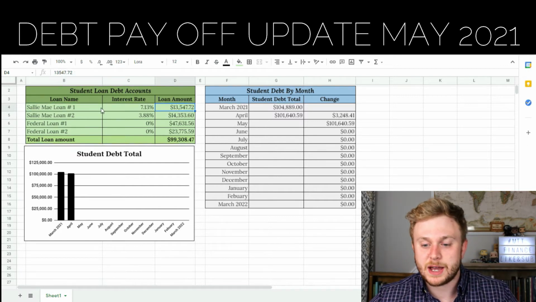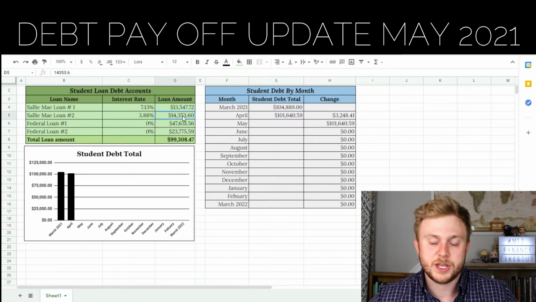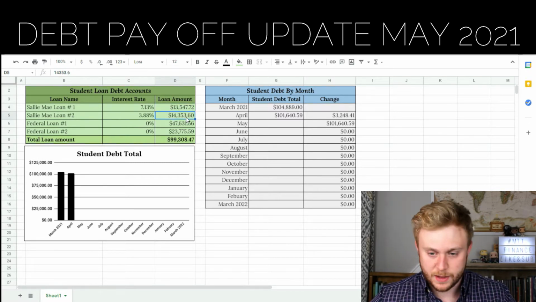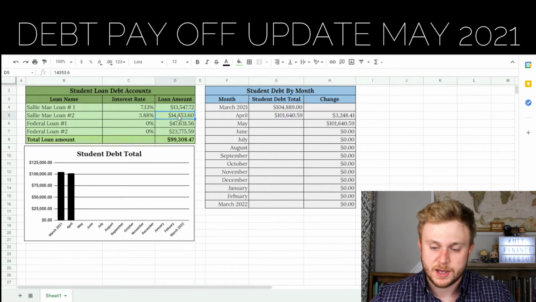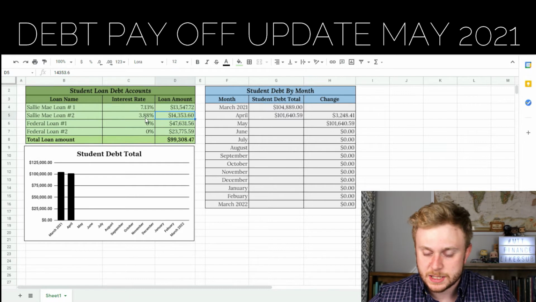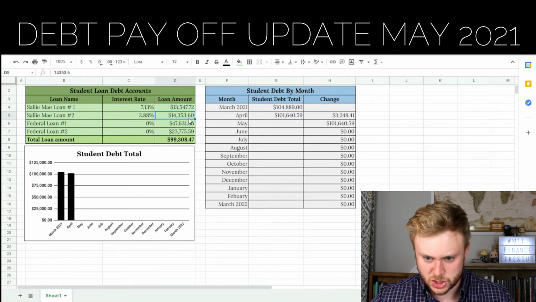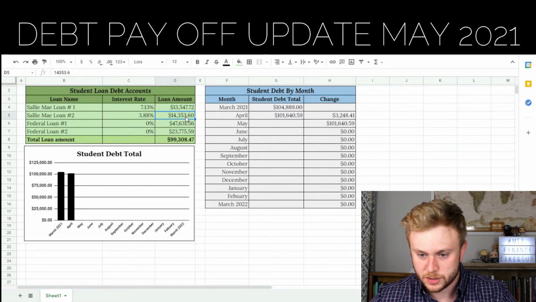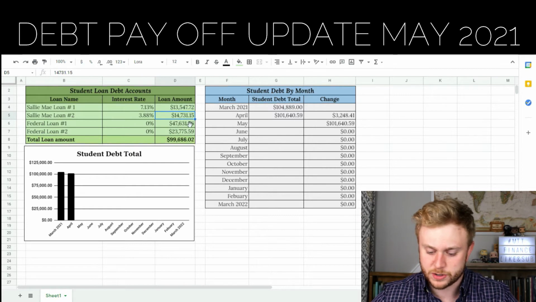And I believe I did make the normal regular payments that I would put towards the secondary loan, the one that's at 3.8%. So as you can see, there was a change, I think, of just a few hundred dollars there.